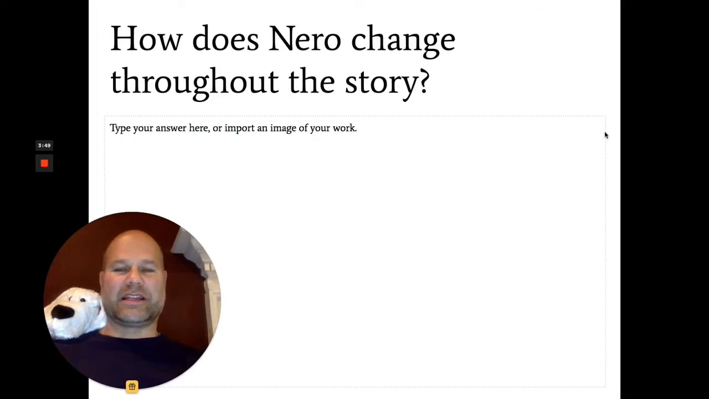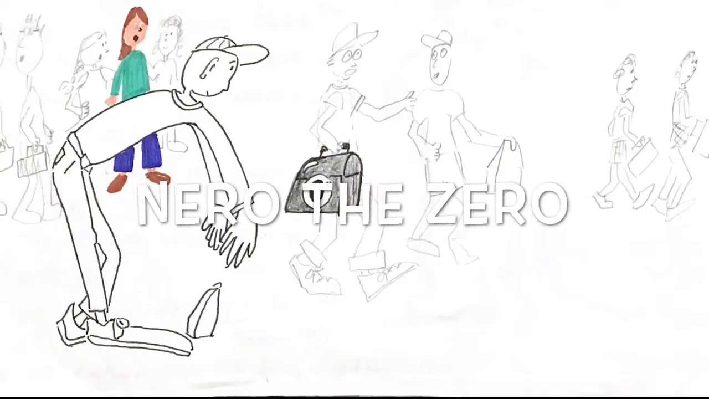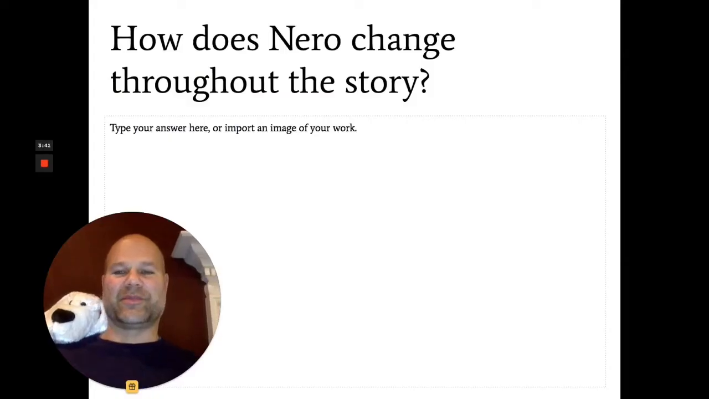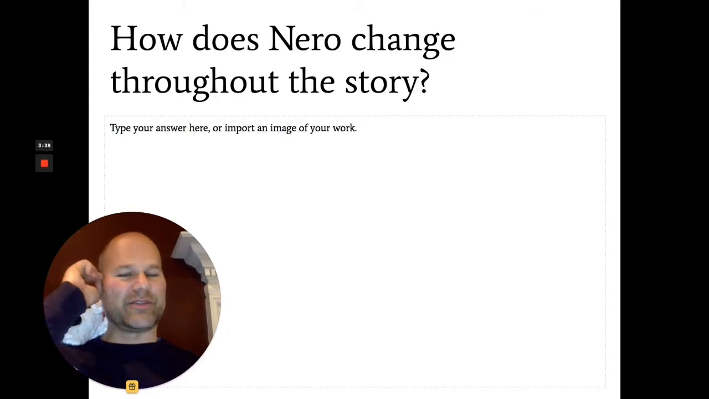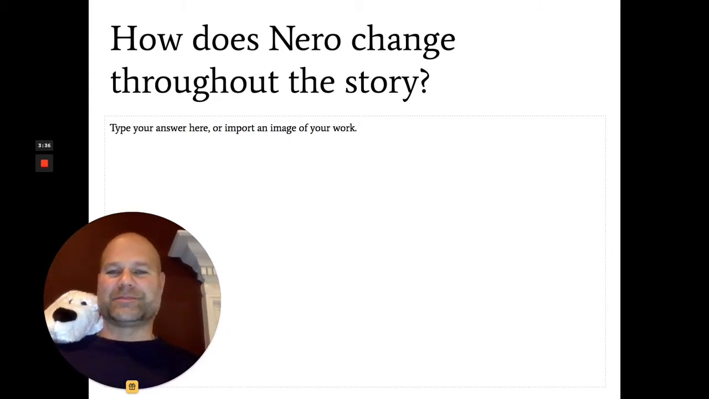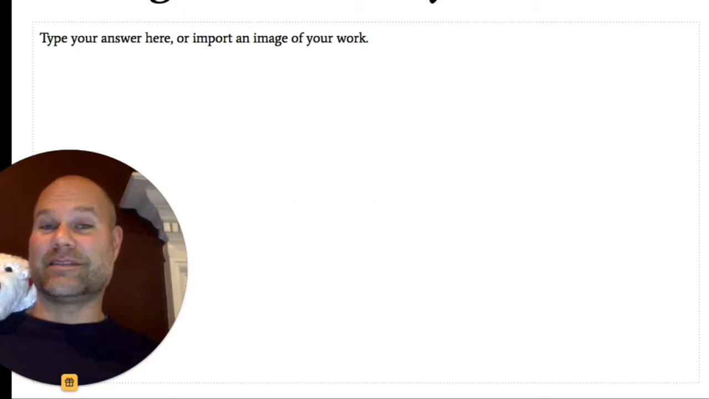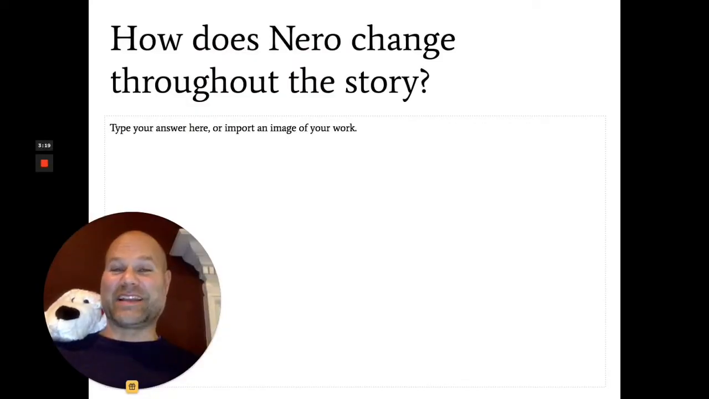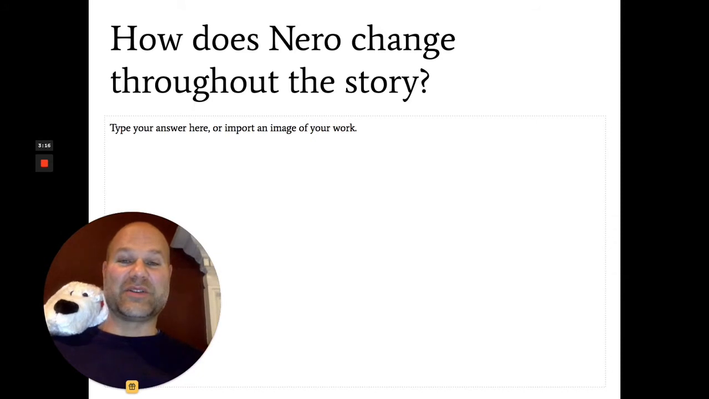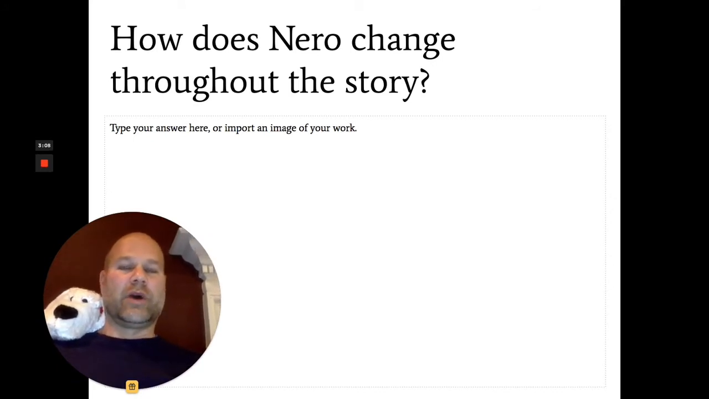I came up with this idea of a character representing zeros, and that's where Nero came from. Nero rhymes with zero. That's the whole idea of this story. Can you think of another rhyming word that ends with the sound ero? Hero. By the end of the story, Nero becomes a hero. Now I'm telling you the answer to this question: how does Nero change throughout the story? Well, at the end he might be a hero, but how does that happen?